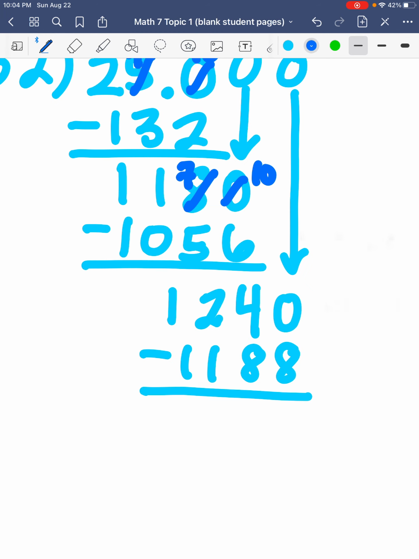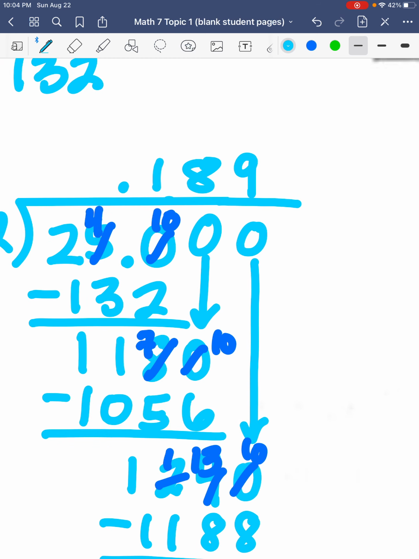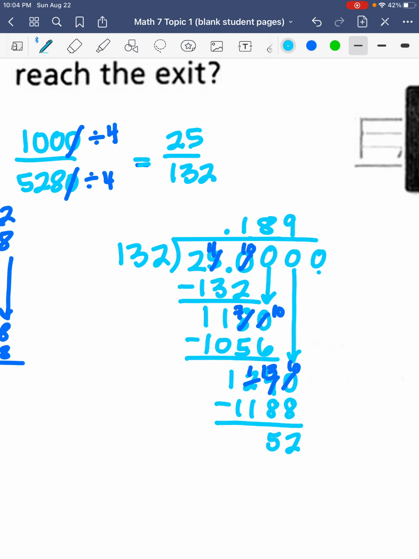Okay, so I'm going to borrow. This becomes a 3. That's a 10. 10 minus 8 is 2. 3 minus 8 does not work. So that becomes a 1. That becomes a 13. 13 minus 8 is 5. So I get 52. So we're still working. We're going to add a 0, bring that down, 520. How many times will 132 go into 520?